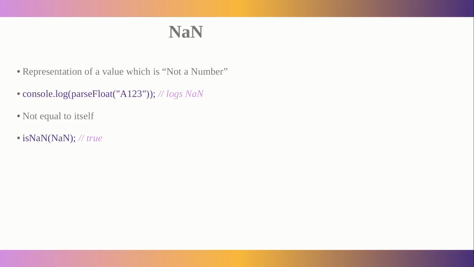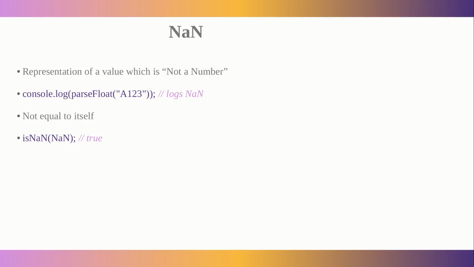And moving on to NaN, this stands for not a number. It represents a value which is not a number, like we saw earlier in parseFloat and the string a123, which returned NaN, as the parseFloat method could not parse the string correctly due to the presence of the letter A. NaN is the only JavaScript value that is not equal to itself. And since it's not equal to itself, the only way of detecting it is with a built-in function called isNaN, which takes NaN as an argument like you can see on here. And this will return true, indicating the presence of NaN. And that's all for NaN. We won't need to go into the quirky bits.